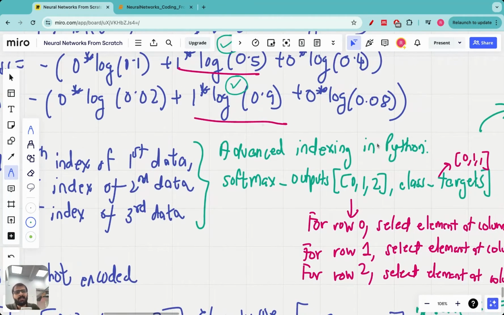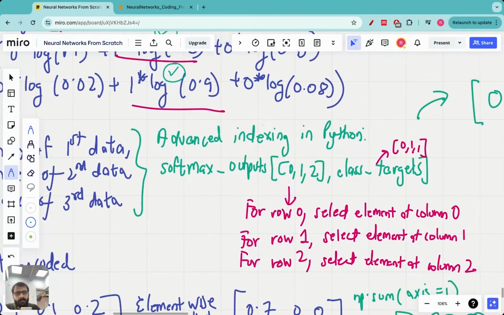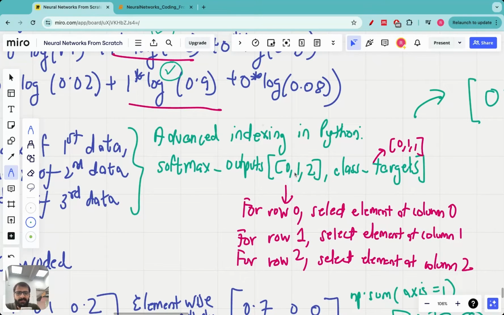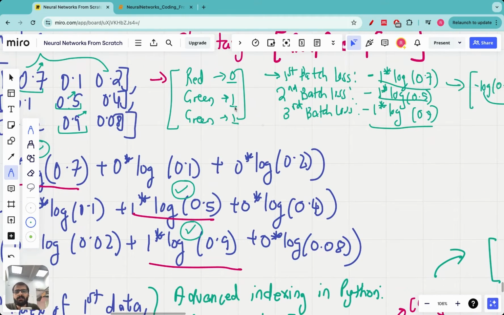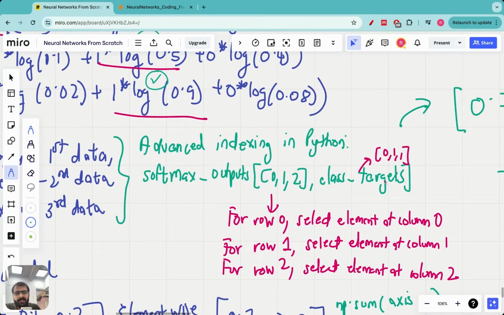So we use an advanced indexing operation in Python. Let's say this array is called softmax outputs. Look at this particular operation: softmax outputs, and then the first argument is 0, 1, and 2, and the second argument is class targets. The class targets, as we have seen, are just 0, 1, and 1. The way Python executes this code is that for row 0, select the element at column 0. For row 1, select the element at column 1. And for row 2, select the element at column 1.